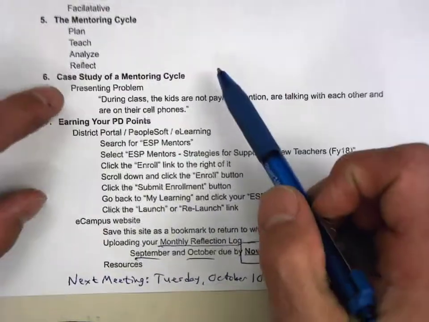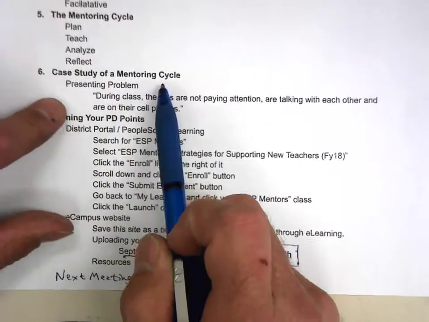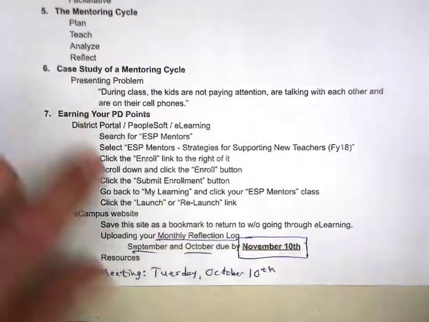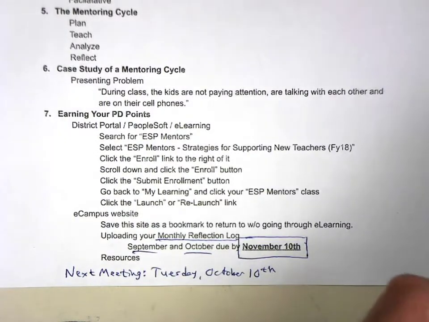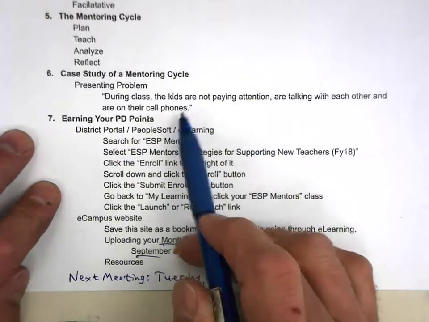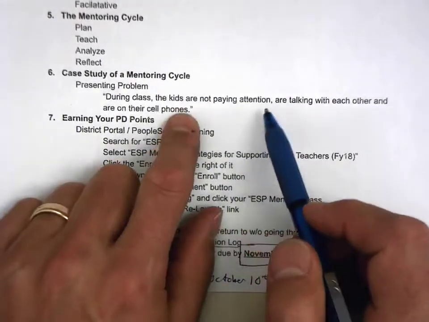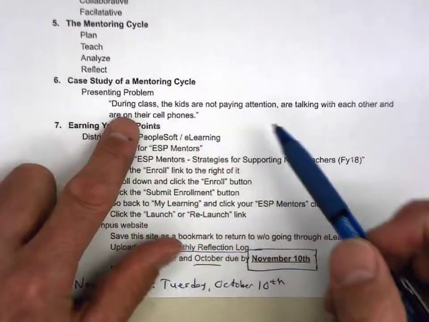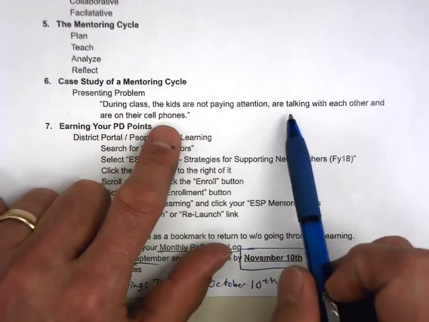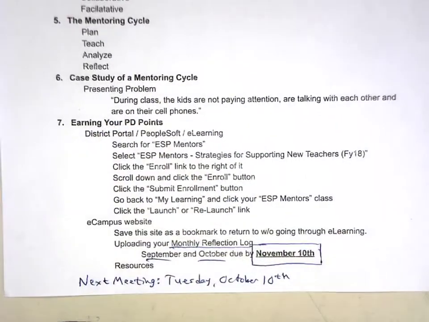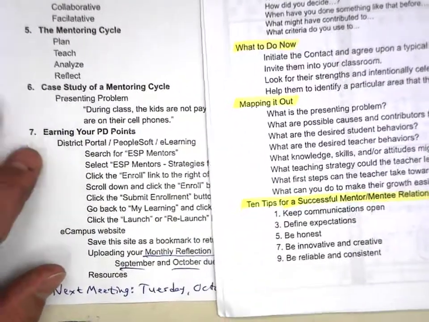And I was thinking about going through a case study of a mentoring cycle. For example, let's say that your new teacher comes to you and has the presenting problem of saying, you know what, one thing that really bugs me is during class the kids are not paying attention. Can you imagine that? The new teacher has students that don't pay attention to them? Of course, mine don't pay attention to me. And they're talking with each other and they're on their cell phones. Okay, so how do you help them through that?